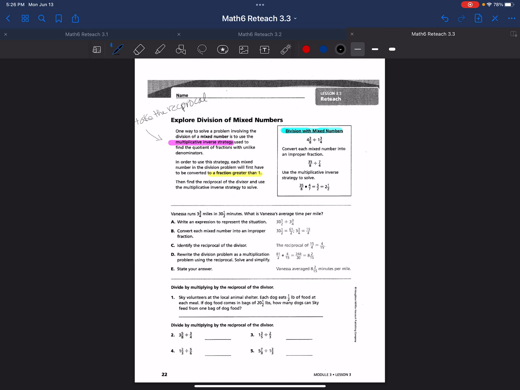One way to solve a problem involving the division of a mixed number is to use the multiplicative inverse strategy used to find the quotient of fractions with unlike denominators. In order to use this strategy, each mixed number in the division problem will first have to be converted to a fraction greater than 1. We call those improper fractions.